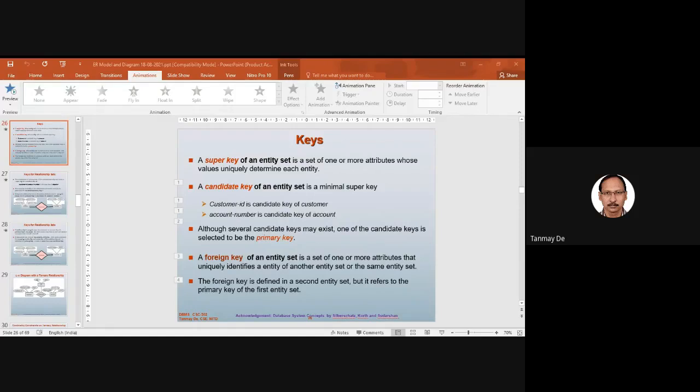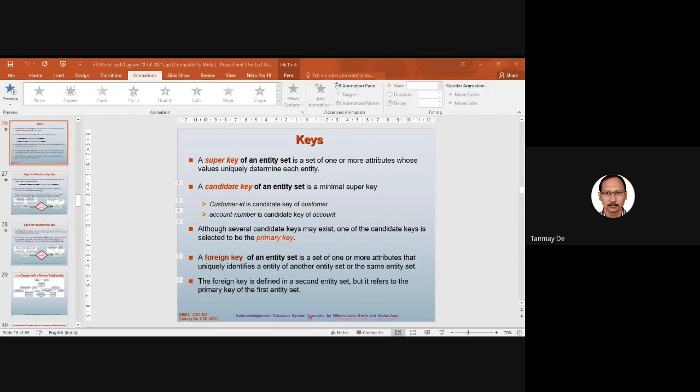Similarly, account number is the candidate key of the account entity set. In the account entity set, account number itself is a super key, and account number and balance together is also a super key. From that, account number is the minimal form, so account number is the candidate key for the account entity set. Now it is possible that several candidate keys may exist in a particular entity set.